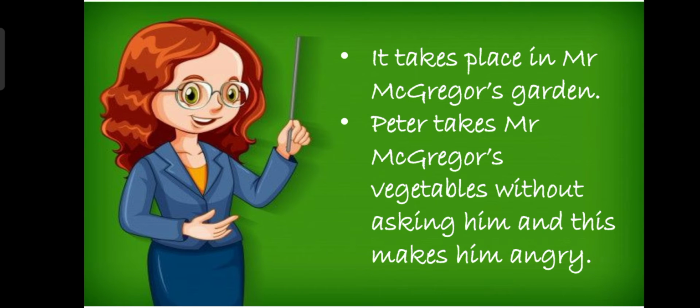And where does the story take place? It takes place in Mr. McGregor's garden. Peter takes Mr. McGregor's vegetables without asking him, and this makes him angry.